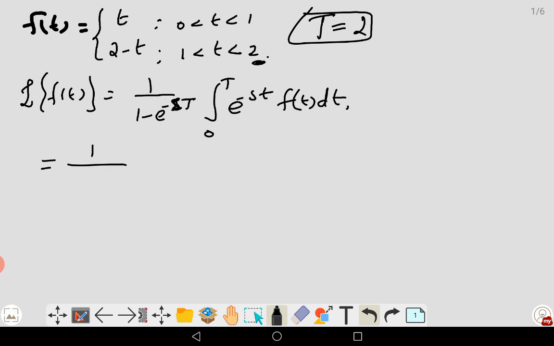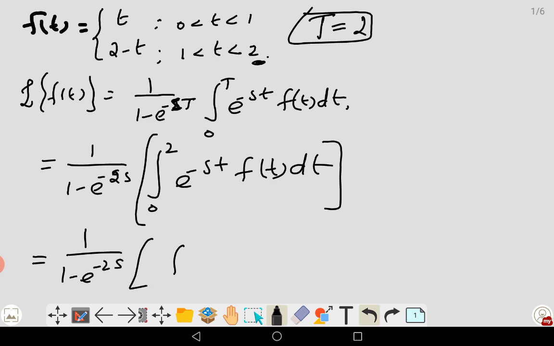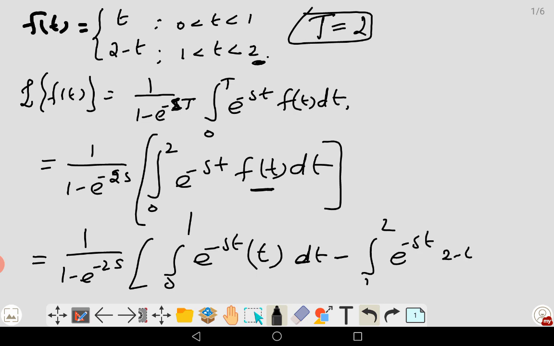So 1 over (1 - e^(-2s)), since T is 2, integral 0 to 2 of e^(-st) f(t) dt. And this integral 0 to 2 will be separated into 0 to 1 and 1 to 2. So 1 over (1 - e^(-2s)) times [integral 0 to 1 of e^(-st) t dt plus integral 1 to 2 of e^(-st) (2 - t) dt].